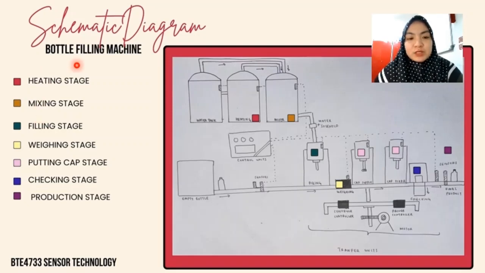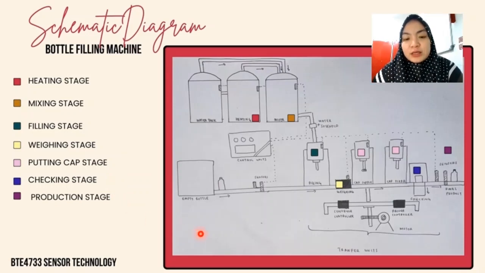Today I would like to introduce to you the schematic diagram of the bottle filling machine. So as you can see from this slide here, this is the schematic diagram of the bottle filling machine, which consists of 7 stages. The first one is the heating stage, then mixing stage, filling stage, weighing stage, putting cap stage, checking stage, and production stage.